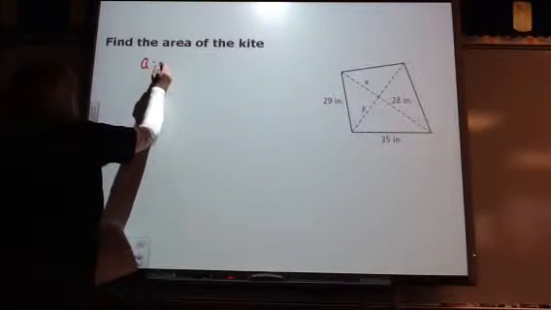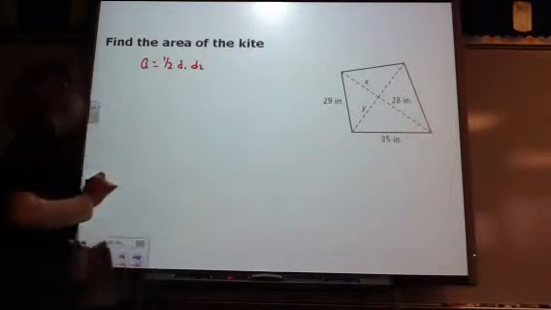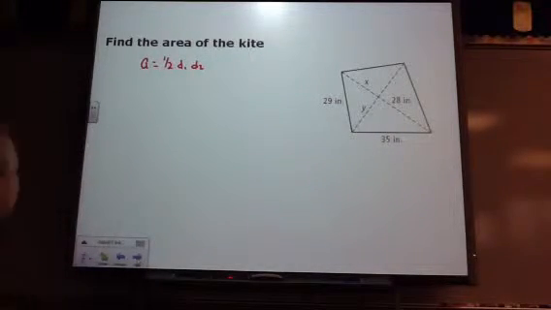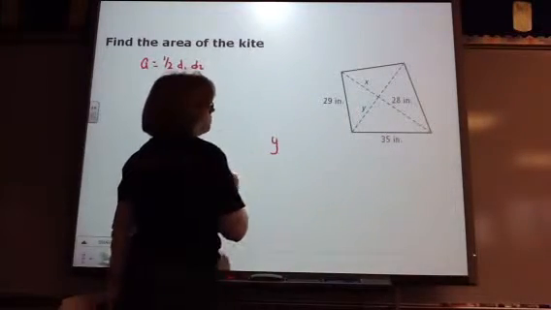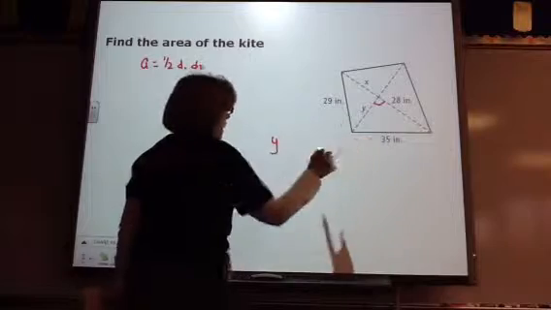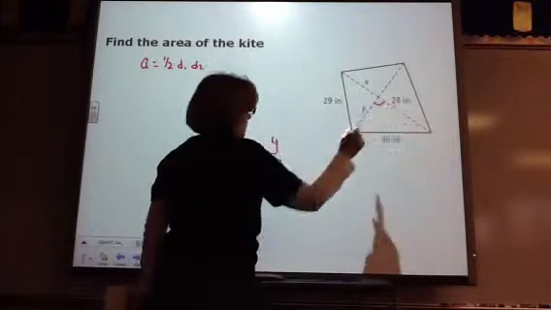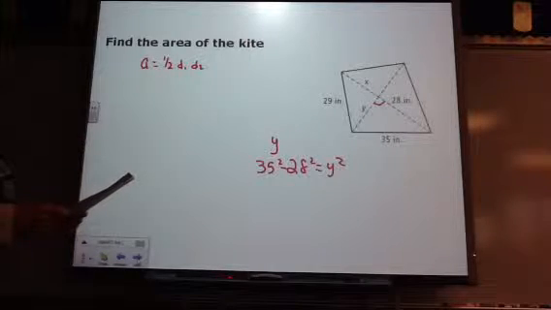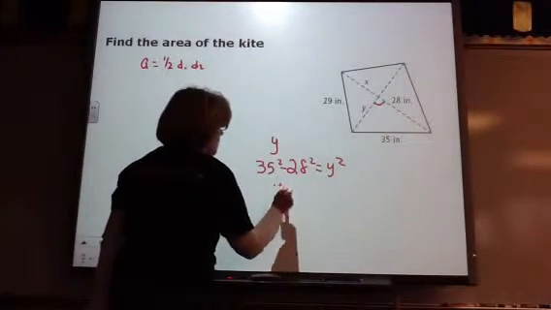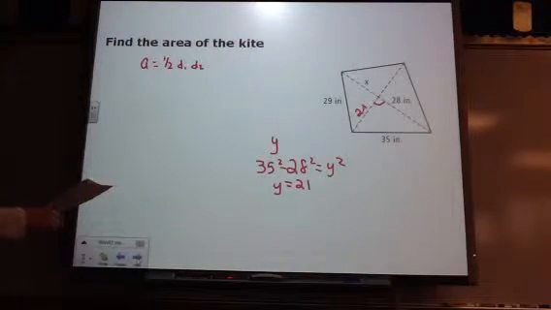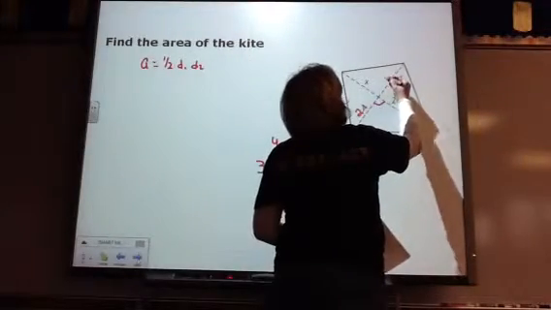Okay, start with our formula. Now on this one we're going to have to do some work to try to figure out what our diagonals are. So let's find y first. Okay? So to find y, this here is a right triangle. So I can take my hypotenuse and square it, subtract out my leg, and get y squared. And when I simplify this, y equals 21. So this here is 21. And this here is 21.